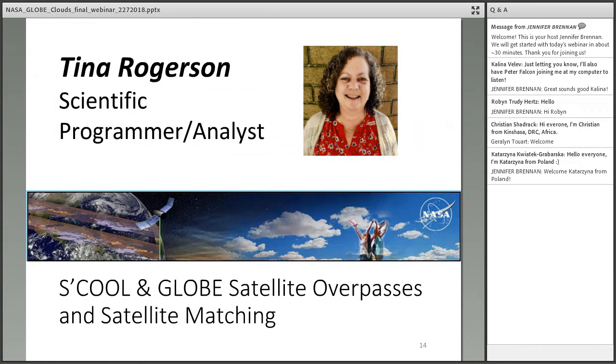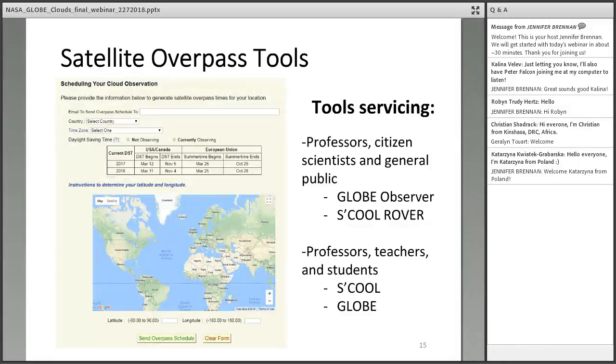Now that's been a brief overview of what we do. Now I'm going to pass it over to Tina Rogerson to talk a little bit more about how we do those satellite matches with the ground observations. Hello everybody, I am the programmer developer behind the Globe Cloud project.